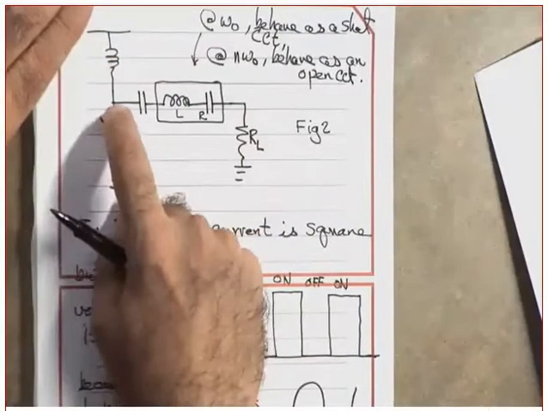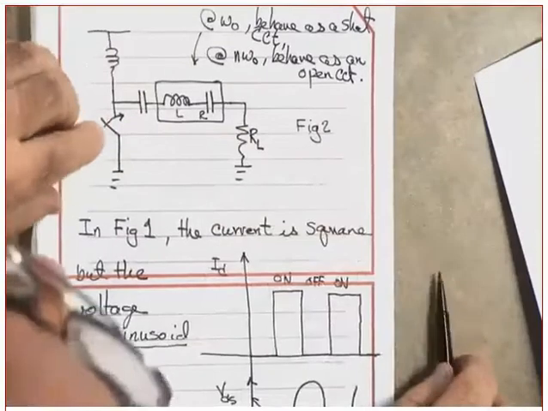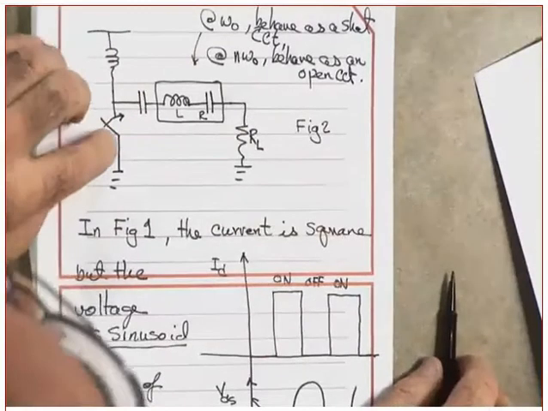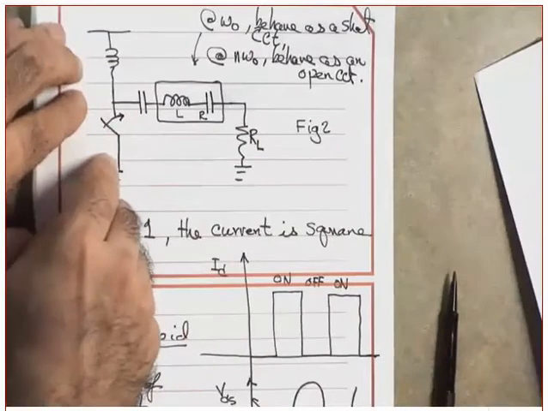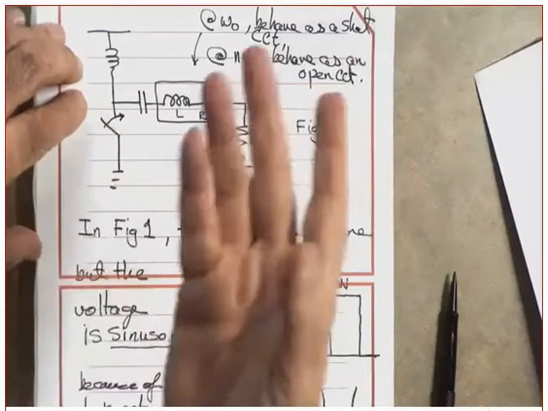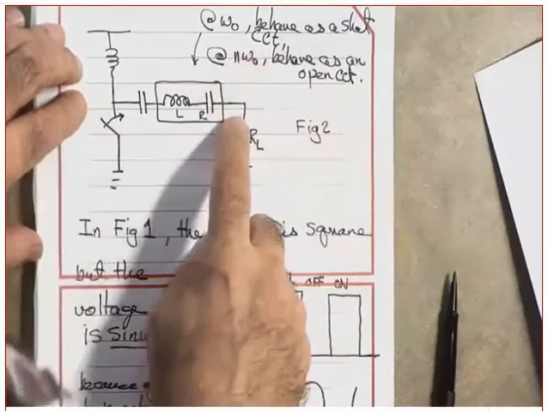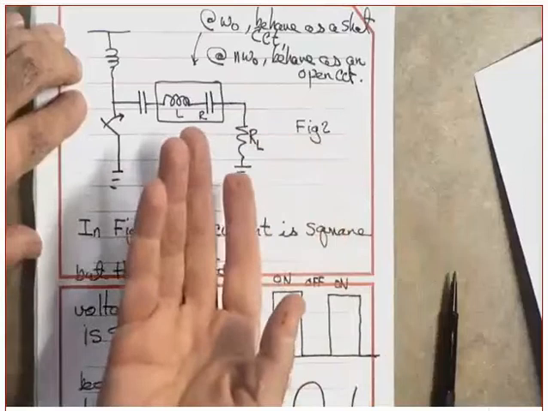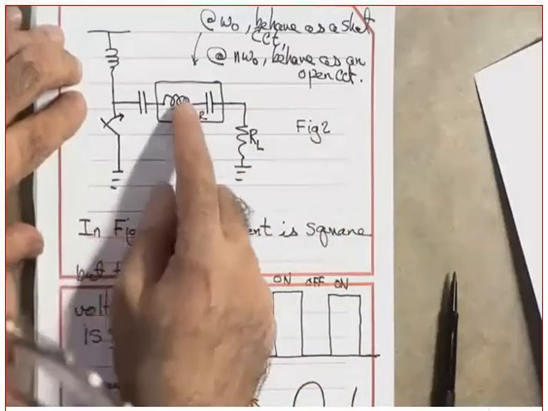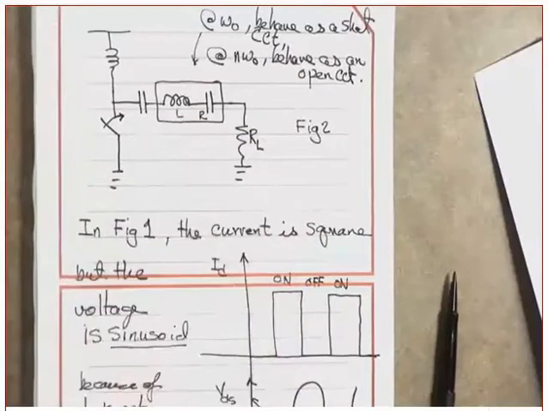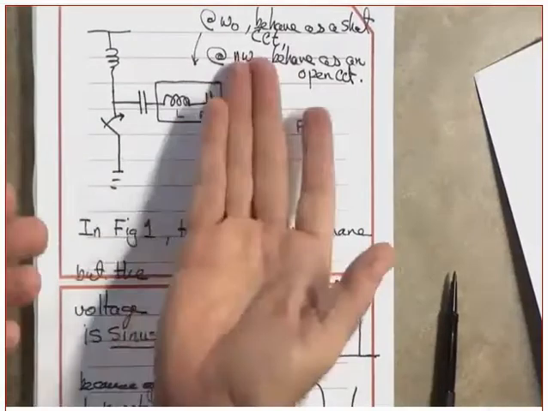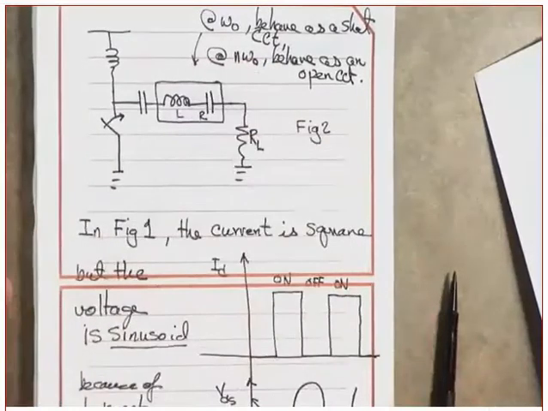This voltage is not equal to zero. If this one is open, listen to me, is the current through the switch equal to zero? The current through the switch is equal to zero, but that does not mean the current through the load is equal to zero. The tank is going to be closed at the fundamental. At the harmonics, I don't want it to deliver to the load. I'm talking about the fundamental.